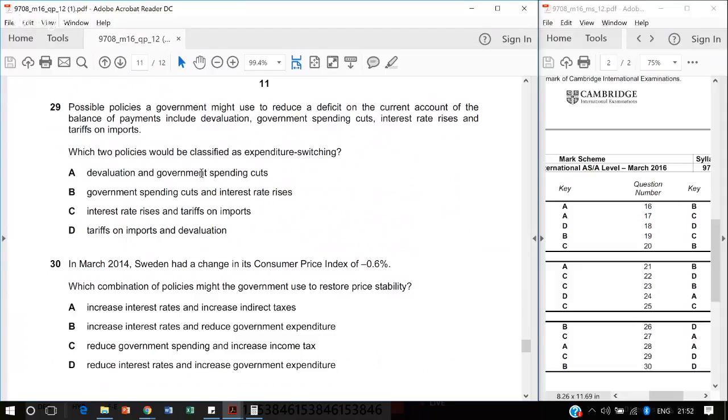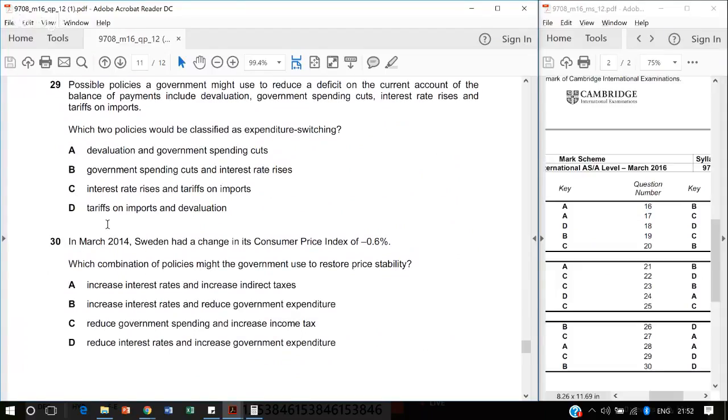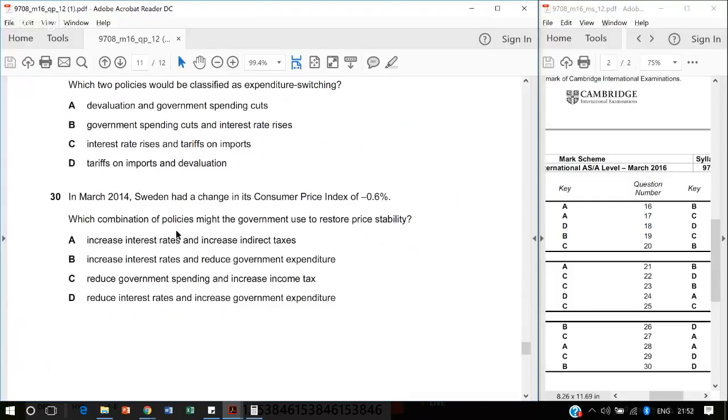So 29D. Final question. In March 2014, Sweden had a change in its consumer price index, CPI, of minus 0.6. We're seeing some deflation here. Which combination of policies might the government use to restore price stability? Increase interest rates? No. If we increase interest rates, borrowing becomes more expensive.